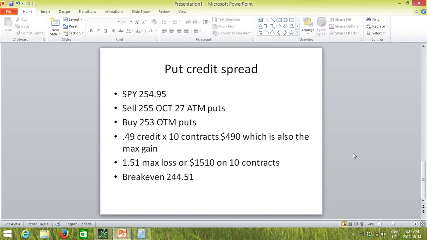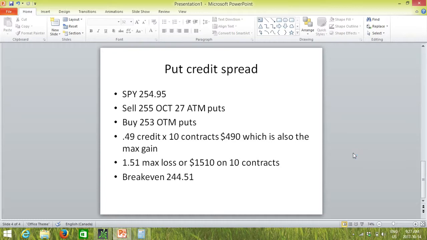For this one, you want to be neutral to slightly bullish. You want it to go up, you don't want it to go down. So a 49-cent credit, not as good. On 10 contracts, $490 is your max gain. Your max loss is the difference between the strikes: $2 minus that 49-cent credit, so $1.51 max loss, or $1,510 on 10 contracts.